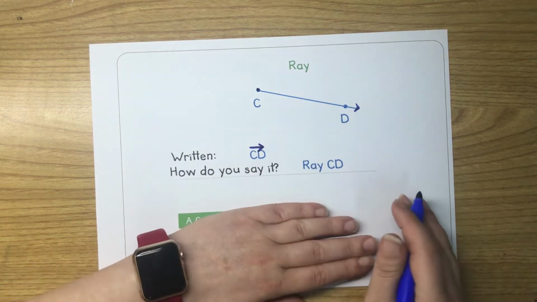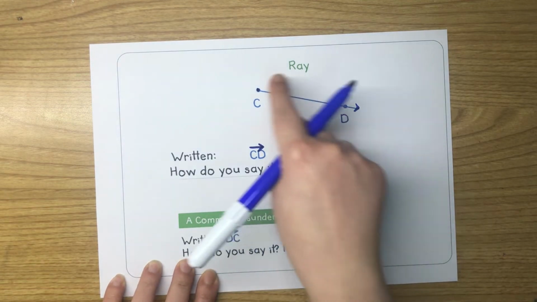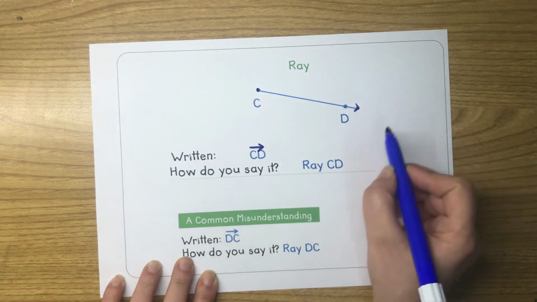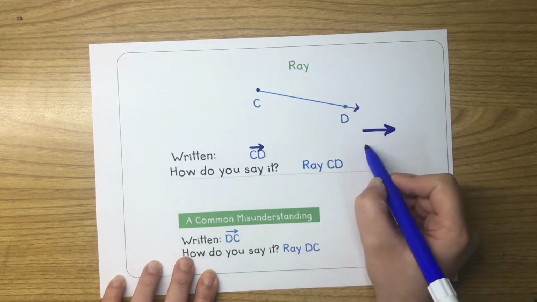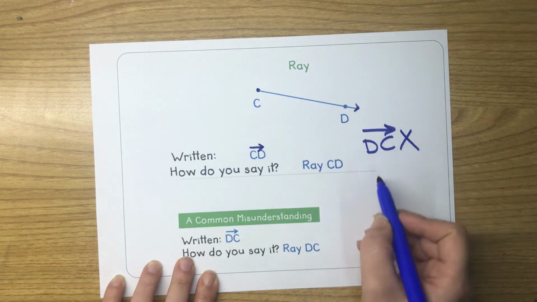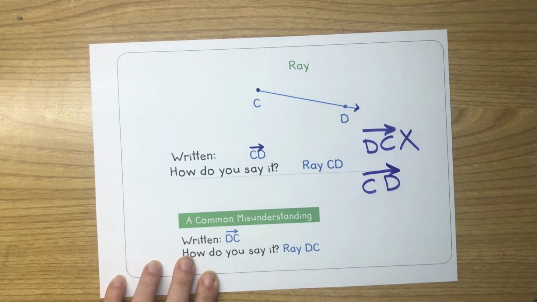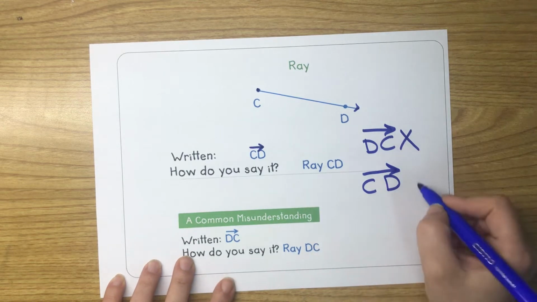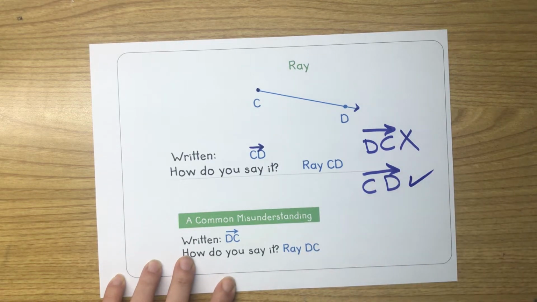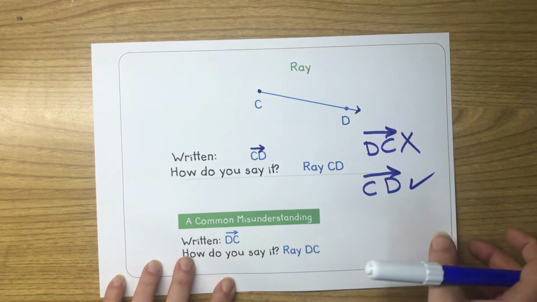What's the common mistake? The common mistake is that they write it starting from D to C. They write it as ray DC, which is wrong because the ray started from C in the direction of D. So don't mix it up. When you want to talk about a ray, put the first letter where the ray starts.